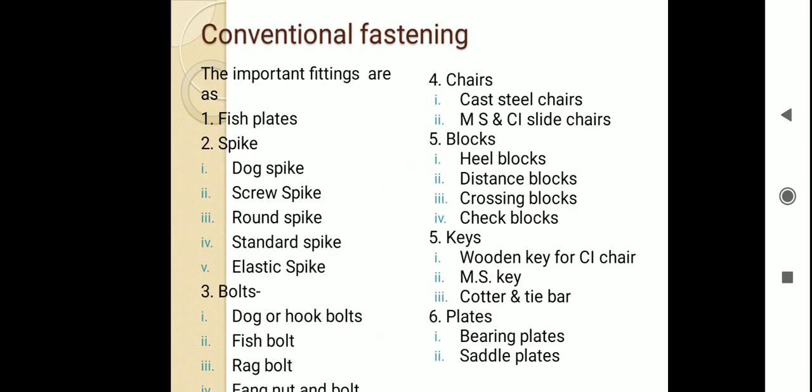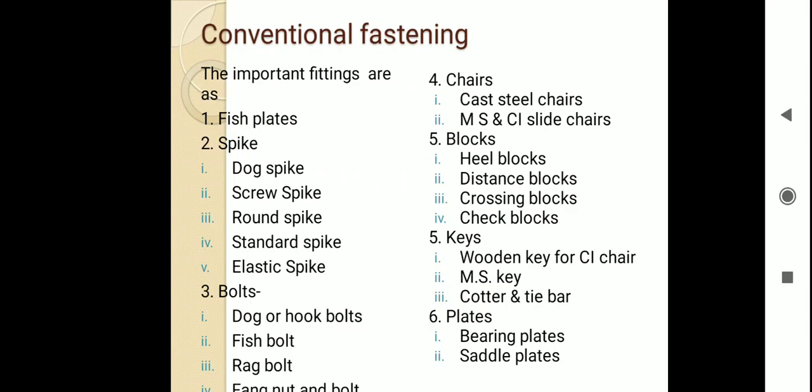Fourth type of fitting is chairs. Chairs may be of cast steel or mild steel and cast iron slide chairs. Next is the blocks. Blocks may be hill blocks, distance blocks, crossing blocks and check blocks. Next type of fitting is keys. Keys may be wooden key for cast iron chair, mild steel key, that is MS key, and third type is the quarter and tie bar. And last type of important fitting is the plates. Plates may be bearing plates or saddle plates. So we will discuss all these fittings one by one.